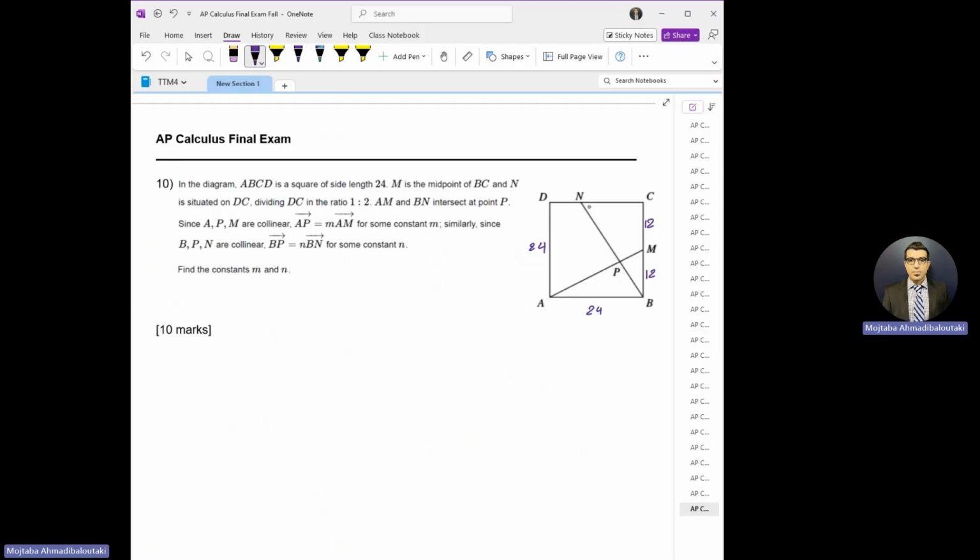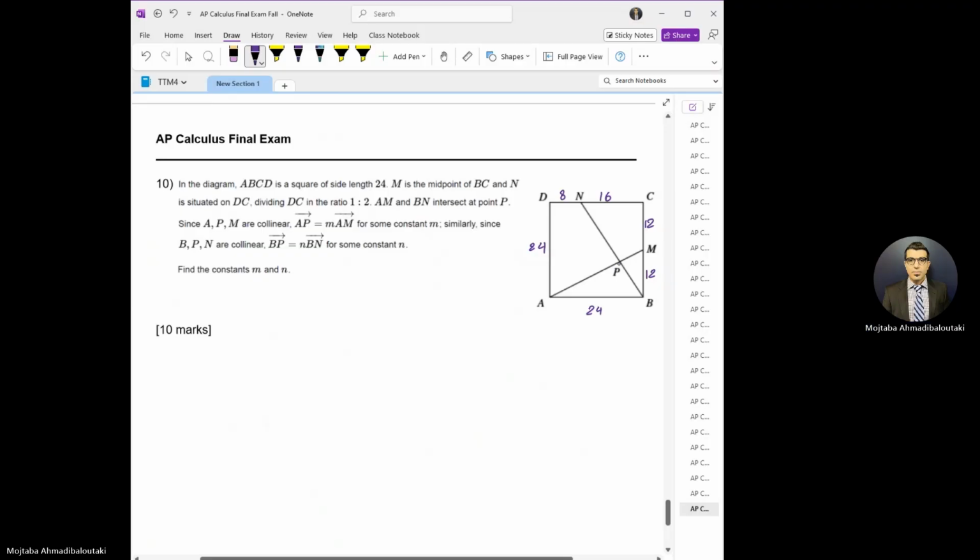N is situated in this ratio, so that's 1 to 2. Right? So if this is 24, this would be 8. This is 16, right? So we have all of these sides, and now it says we have this P intersection point.